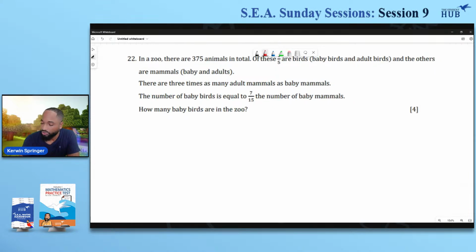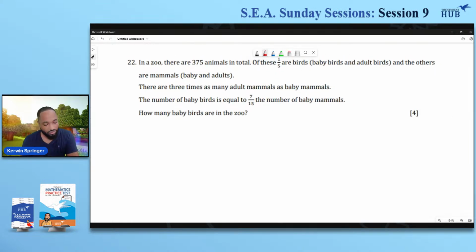In a zoo, there are 375 animals in total. Of these, 1/5 of the animals are birds, baby and adult birds, and the others are mammals, baby and adults. There are 3 times as many adult mammals as baby mammals. Oh, I saw a question like this on SCR a few times ago. The number of baby birds is equal to 7/15 the number of baby mammals. How many baby birds are in this zoo? Oh my gosh, this question is overloading you with information.